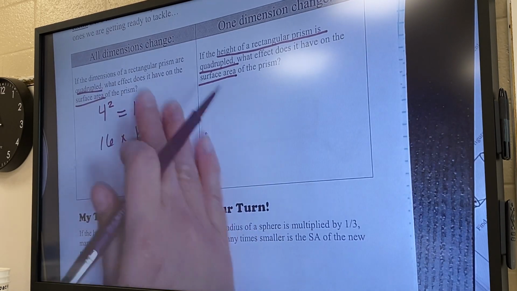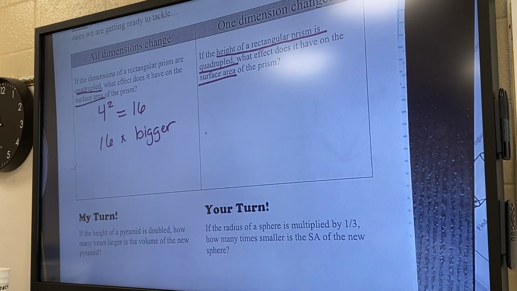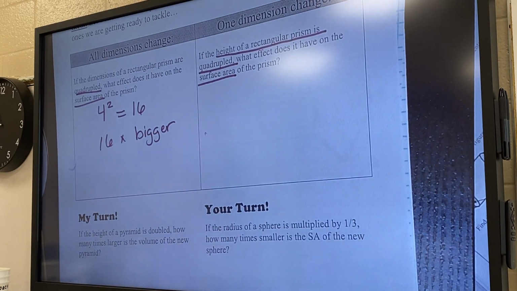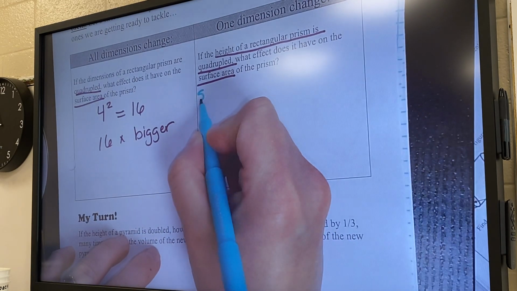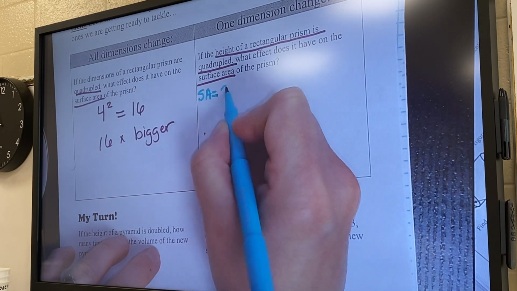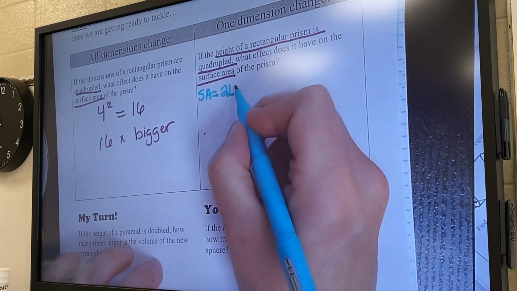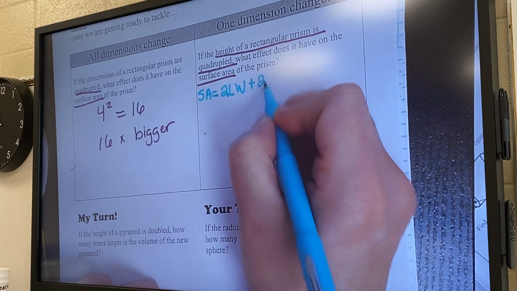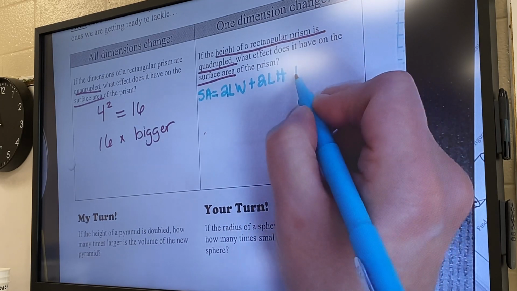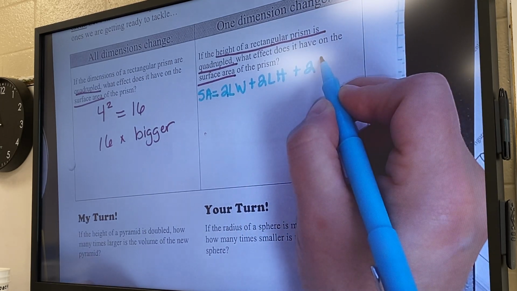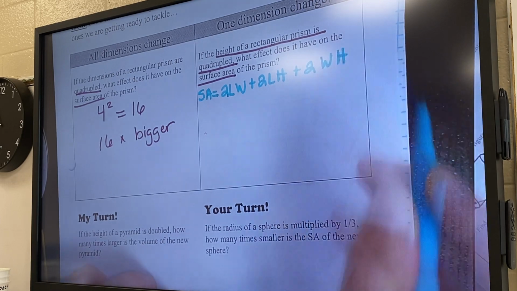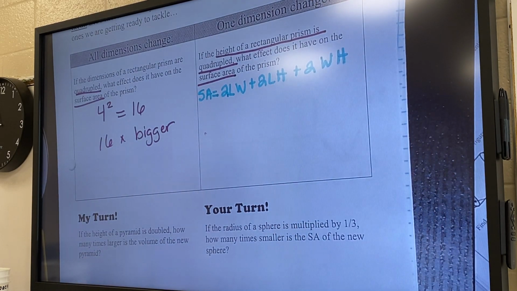So I can't go and do this. It doesn't work. I'm not changing everything, only the height. So first, what is the formula for the surface area of a rectangular prism? Surface area: 2LW, good. Keep going. Plus 2LH, plus 2WH, good. So the first time I do this, for every L, W, and H, I'm going to plug in a 1. So this is the original, and I'm going to plug in a 1 for everything.